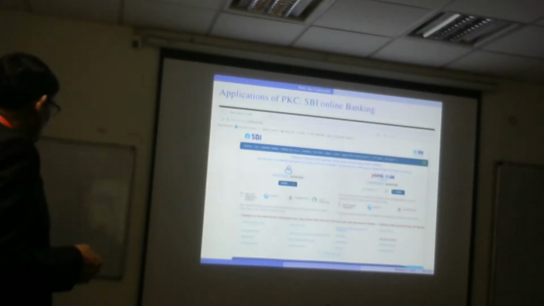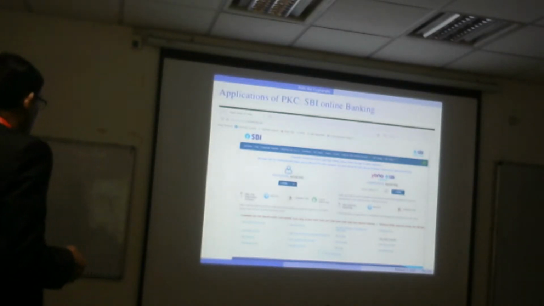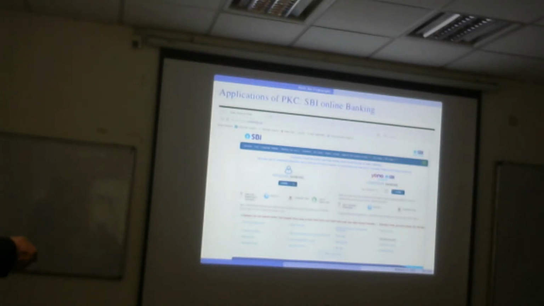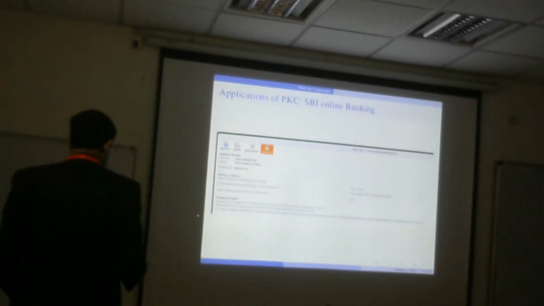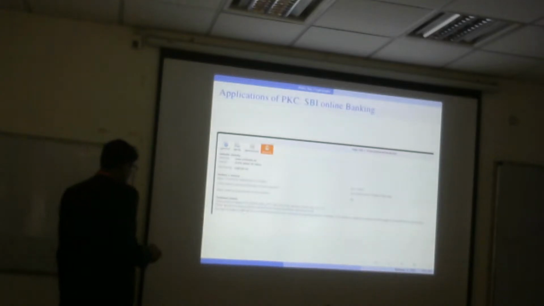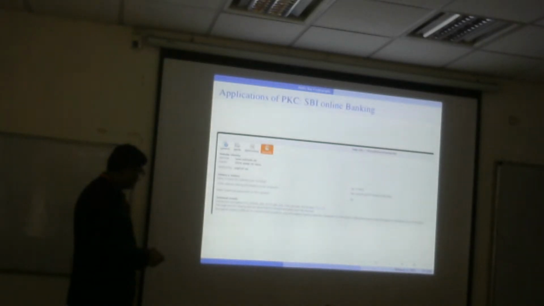So for example, see SBI online banking, and check what kind of certificate they are using. Just click on that site and check the security. You will find the technical details part. You can see connection encrypted, TLS, ECDHE, RSA with AES 256, GCM, SHA. Right?